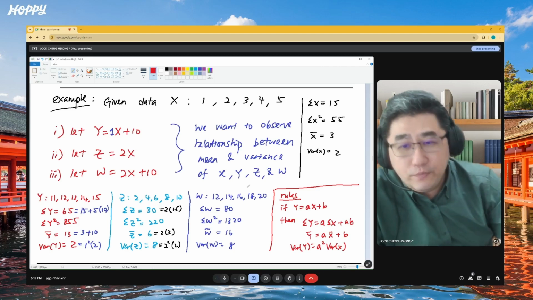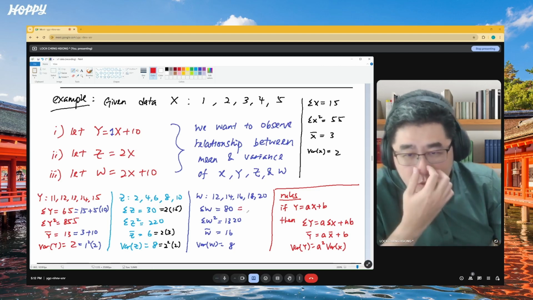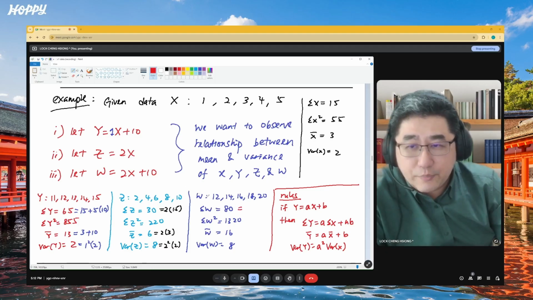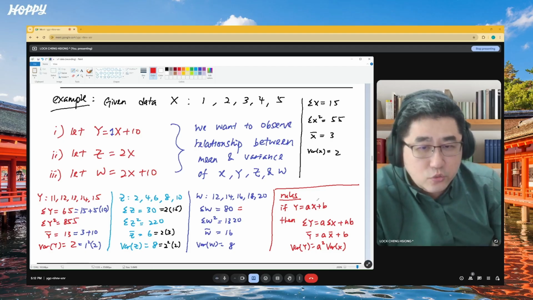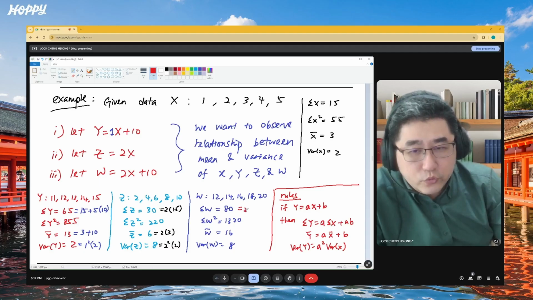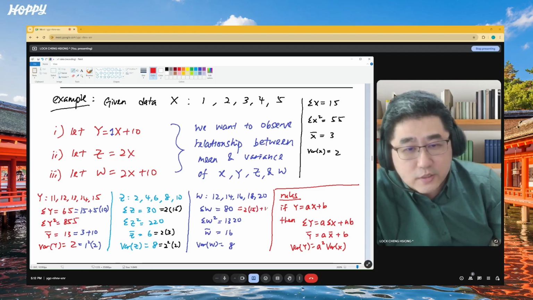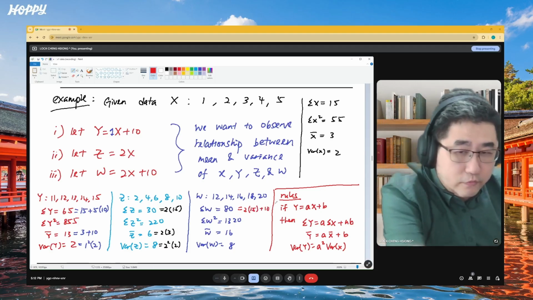And the last one, this 80. w is coded in the form of 2x plus 10. Therefore, the a is 2, the b is 10. Then following the formula, you have 2 times 15 plus 5 times 10.